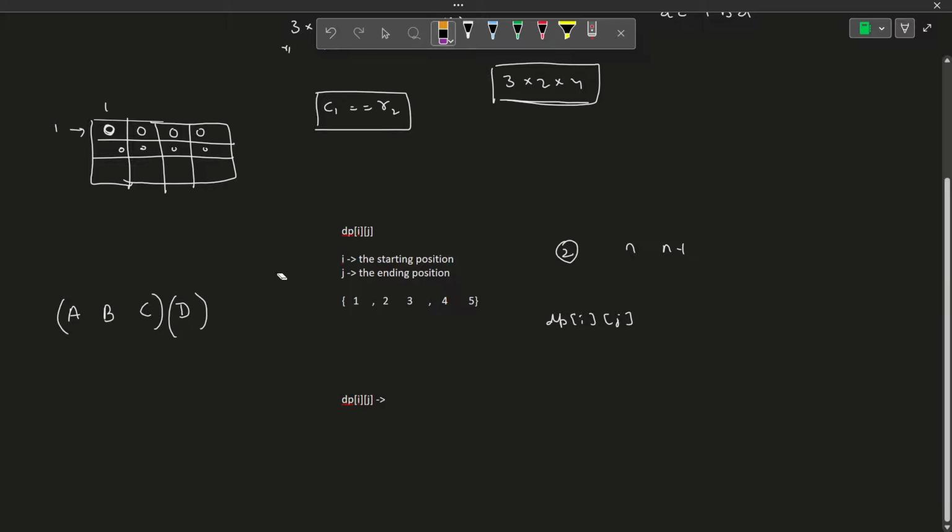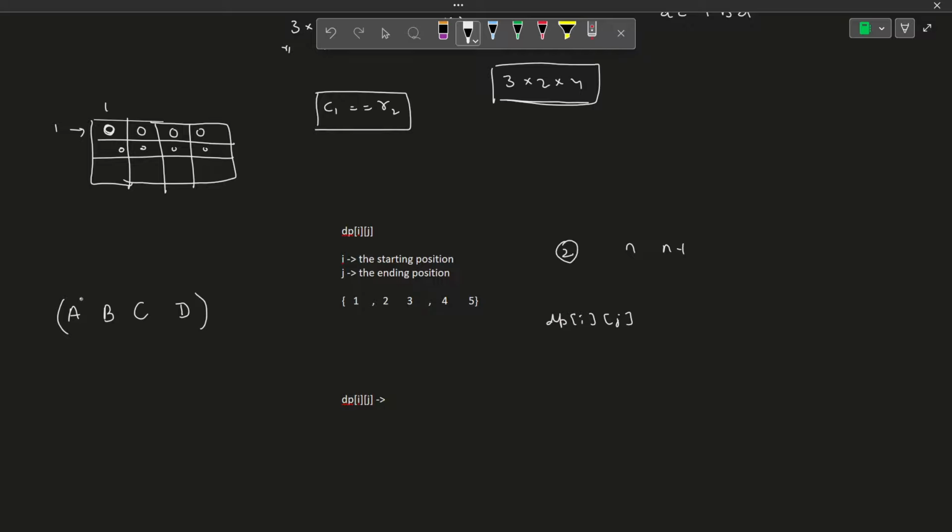So let me just say it again. I said that we are going to reach this final state where ABCD are one matrix by some number of operations, or by a series of operations. We do not know what those operations are yet, but I can make my best possible guess for the last operation that was conducted, right?